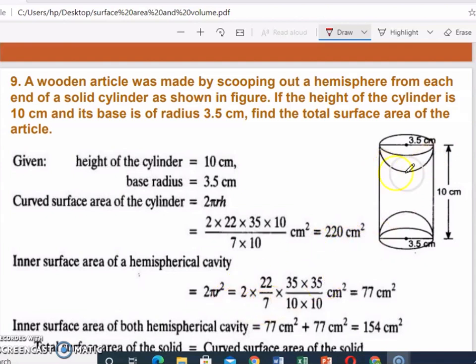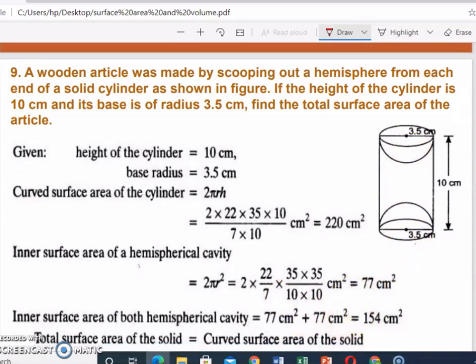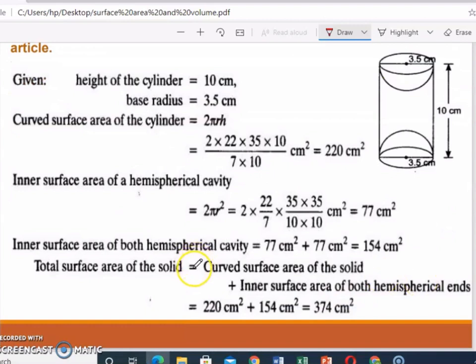Then for the hemispherical cavity, it will be 2 pi r square. 2 pi r square is coming as 77, but there are two of these. So 77 plus 77, that is 154. So for the total surface area of the solid, you will add both and the answer will be 374 centimeter square.